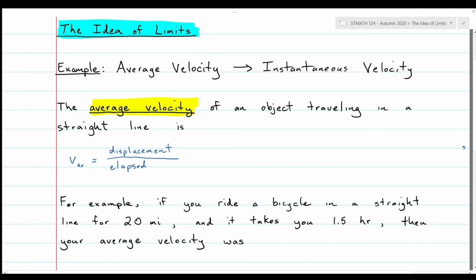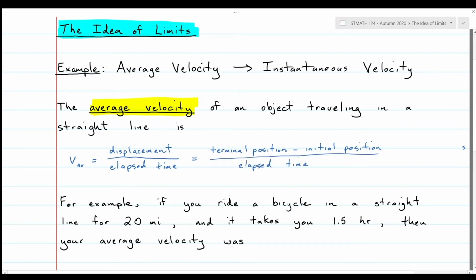Now displacement's kind of like how far the object traveled, but not quite. Displacement isn't keeping track of how far something traveled like an odometer would in your car. Displacement is just keeping track of the difference between where it started and where it ended. So another way to write this formula for average velocity would be the terminal position, subtract the initial position, and then divide by the elapsed time.